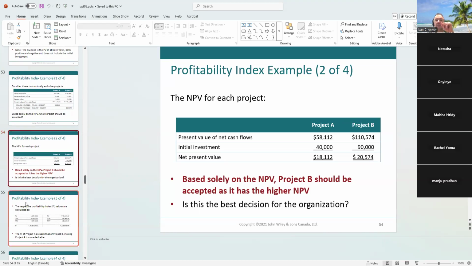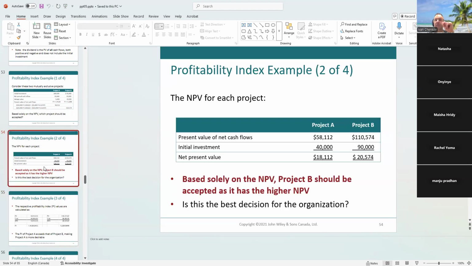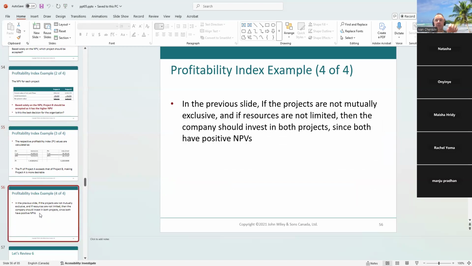Because that's not the best decision. So basically, profitability index exceeds in project A than project B. So project A is always going to be more desirable. Again, if you have projects with positive net present value, check which one gives you the higher profitability, go with that one. Be efficient rather than hardworking. Yeah, and that will be the moral of this.